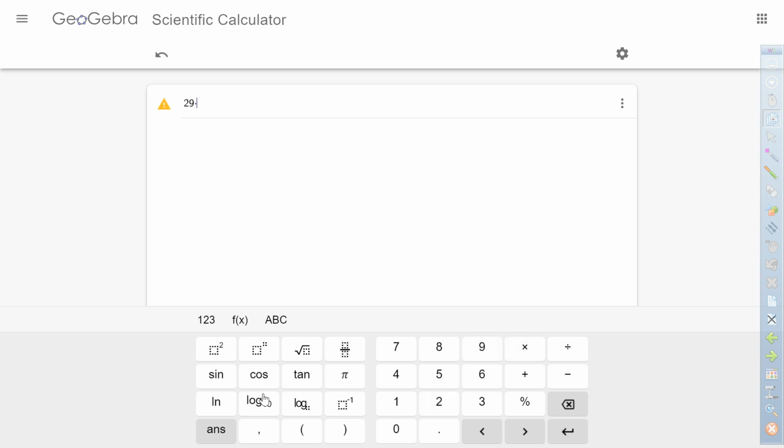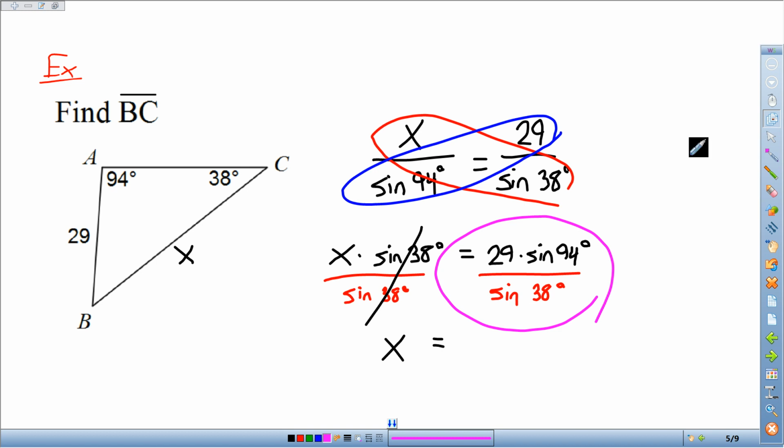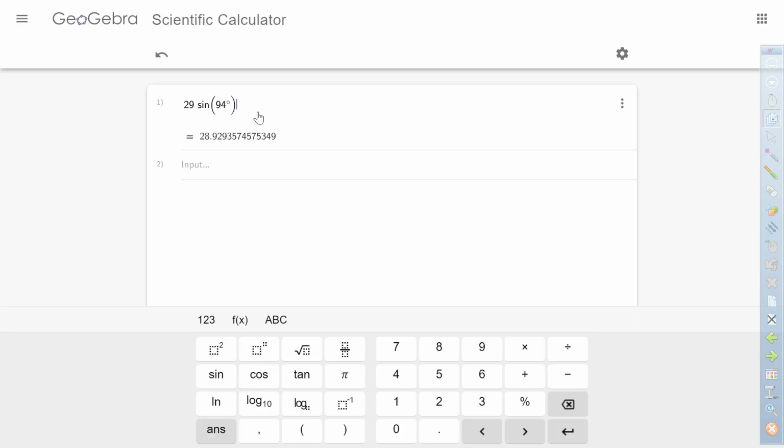29 times sine 94. Make sure to close your parentheses, or if I'm on my website, I'm making sure I'm clicking outside the parentheses. Okay, and then divided by, let me remind myself, sine 38. Okay, and I'm getting 28.92. On this one, it looks like this 9 doesn't round up, so this is just 28.9.